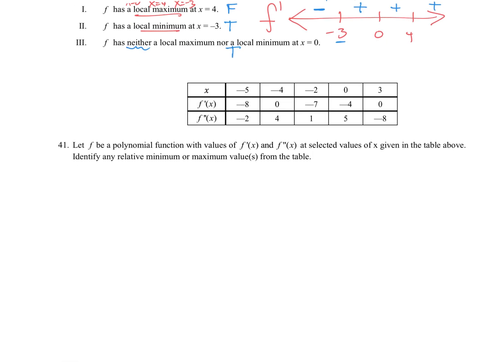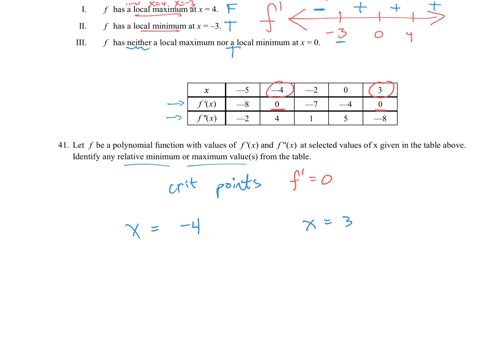All right, this one's pretty cool. Number 41 says that I got some values for f prime and f double prime. Identify a relative minimum or maximum. Well, it's going to start by picking out the critical points. Our critical points are at x equals negative 4 and at x equals 3. The reason those are critical points is because the f prime was equal to 0. So because f prime was equal to 0, I know that that's a critical point and that's a critical point.